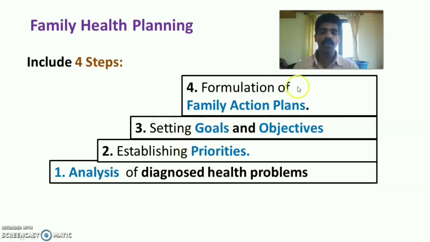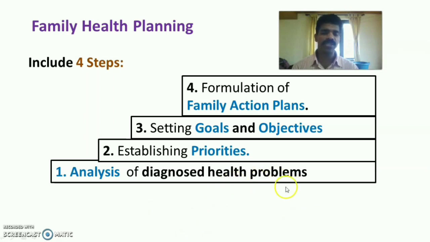The steps of family health planning include analysis of diagnosed health problems, establishing priorities, setting goals and objectives, and formulation of various family action plans. So there are 4 steps in family health planning. First one is analysis of diagnosed health problems. So already we have made the family nursing diagnosis. Once again it has to be a final analysis, that is analysis of diagnosed health problems. Then setting priorities, that is establishing priorities among the diagnosed health problems. Then setting goals and objectives. The last step is formulation of various family action plans. Let us discuss in detail the steps of family health planning.